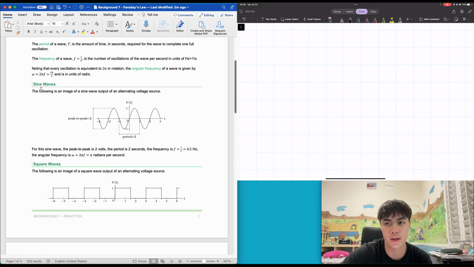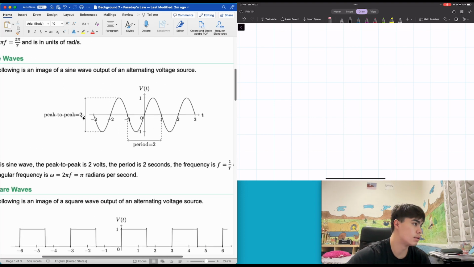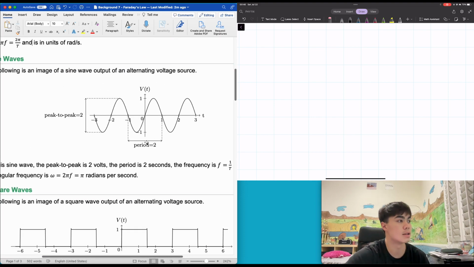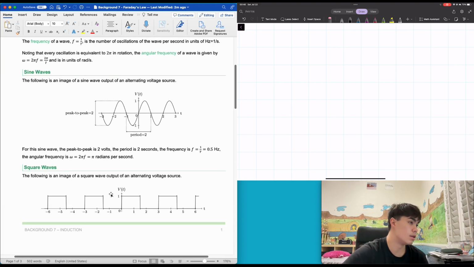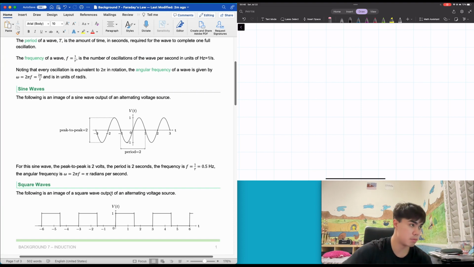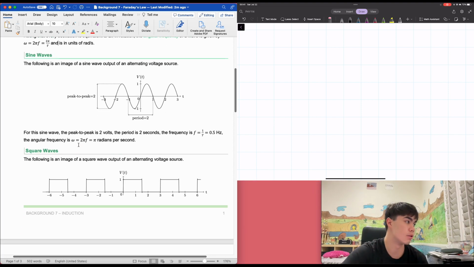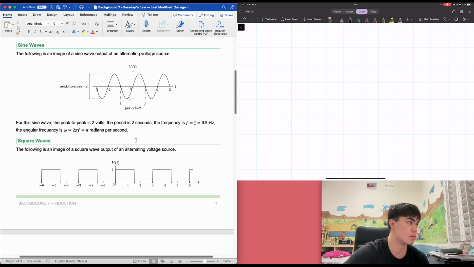Now we're going to go over an example of a sine wave. So here is a sine wave. You can see the peak to peak of this wave is 2 because the lowest peak is -1 and the highest peak is 1. So the difference between those is 2. The period is 2 because every 2 seconds it completes one oscillation. The frequency is 1 over the period, so 1 over 2 gives 0.5 hertz. And then the angular frequency is 2 pi times the frequency, which gives pi radians per second.